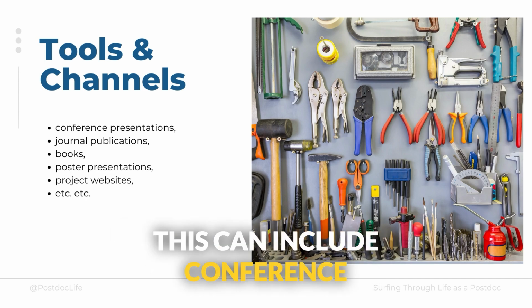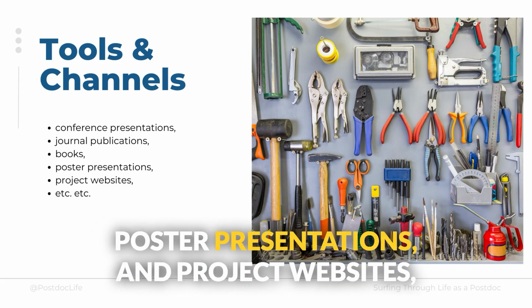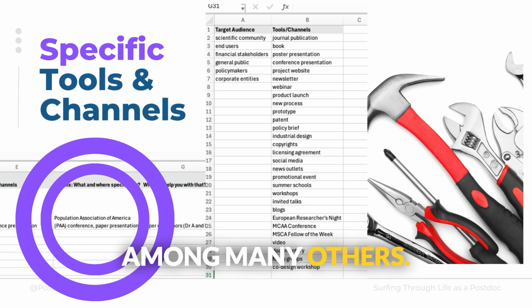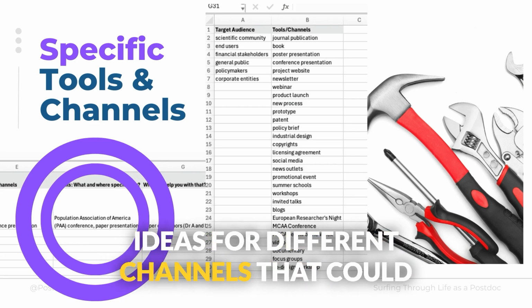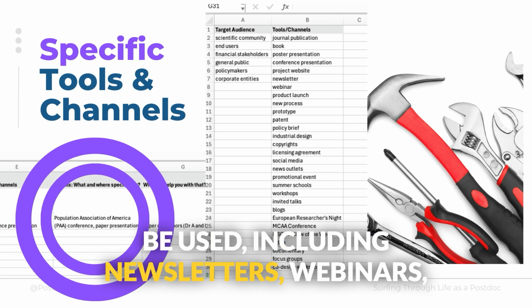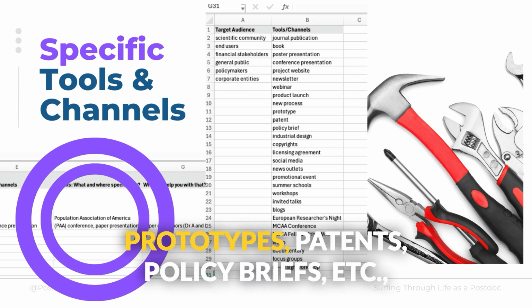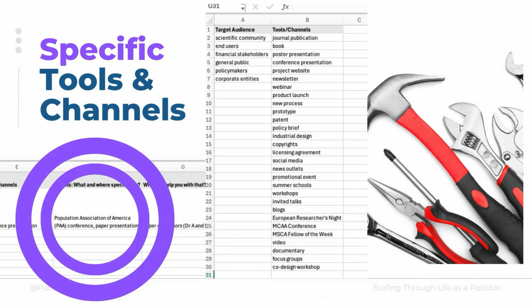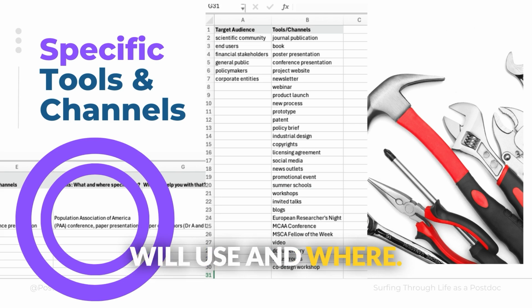This can include conference presentations, journal publications, books, poster presentations, and project websites, among many others. In the second tab of this table, you can find ideas for different channels that could be used, including newsletters, webinars, product launches, new processes, prototypes, patents, policy briefs, etc. Be specific about what tools you will use and where.